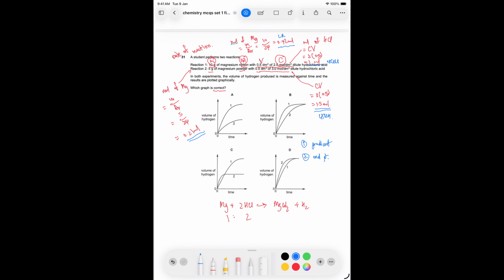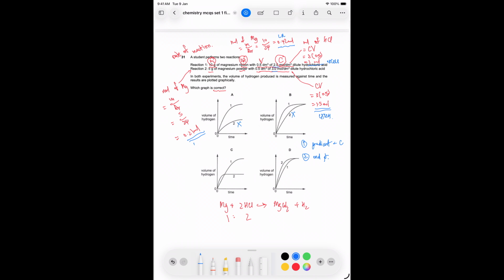Okay, so you look at reactions 1 and 2. Which one will have a higher gradient depends on concentration in this case. If you see carefully, this is 2 mole per dm cube, this is 3 mole per dm cube. So reaction 2 must have a steeper gradient. Okay, this is out, this is out. This one is possible and this one is possible. Then next, let's look at the endpoint. Which one gives you more products in the end?